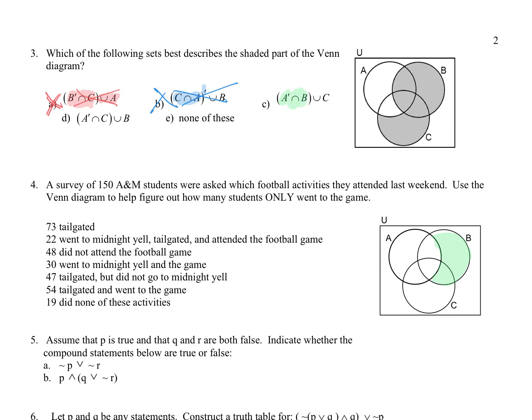And now I want to union that with C. So it means I need to include all the circle C. So that would include all of this part. Okay, now that's the closest one I've had so far, right? That's pretty close to the diagram above, but not quite. So that's also not it. Okay, so now let's look at part D.